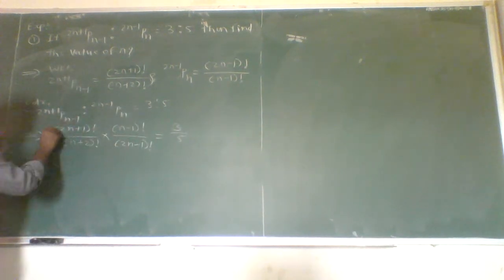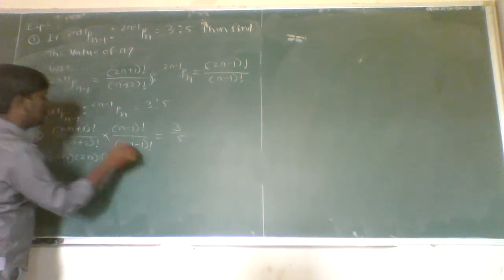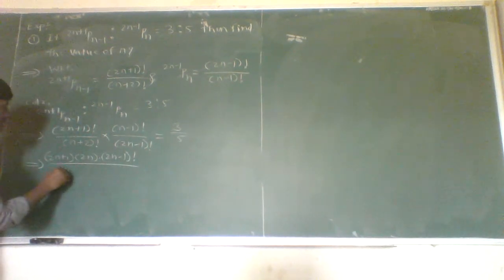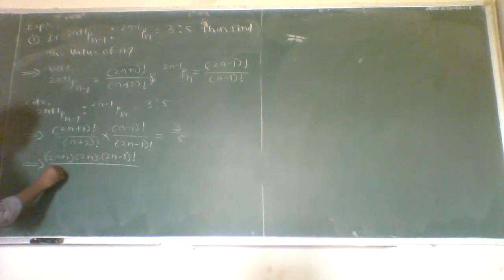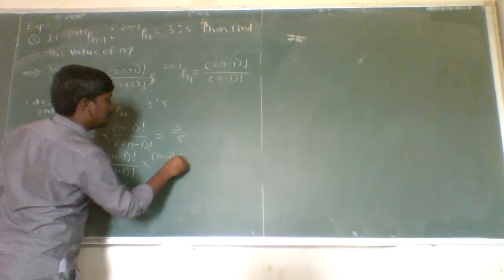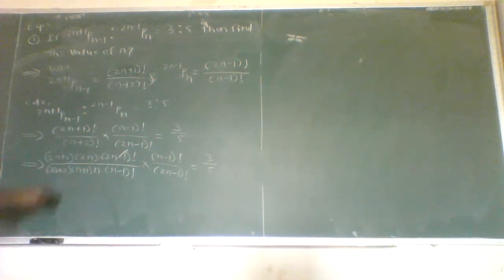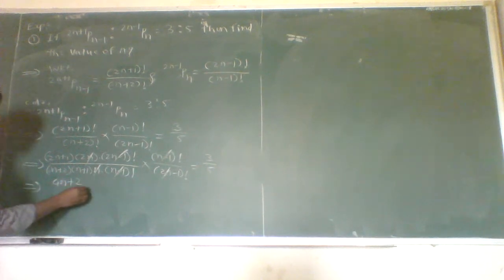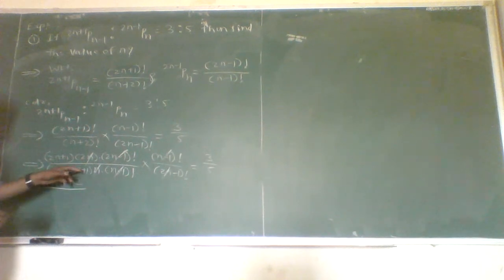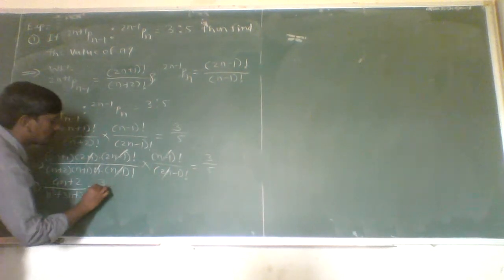Okay. So here this (2n+1) factorial can be written as (2n+1) into 2n into (2n-1) factorial, divided by this (n+2) factorial, which can be written as (n+2) into (n+1) into n into (n-1) factorial, into (n-1) factorial divided by (2n-1) factorial, and which is equal to 3 divided by 5. Now (2n-1) factorial cancels, (n-1) factorial cancels again, and this n is cancelled. Now multiply this by 2, which is nothing but (4n+2) divided by (n+1)(n+2), which is n square plus 3n plus 2, equal to 3 : 5.